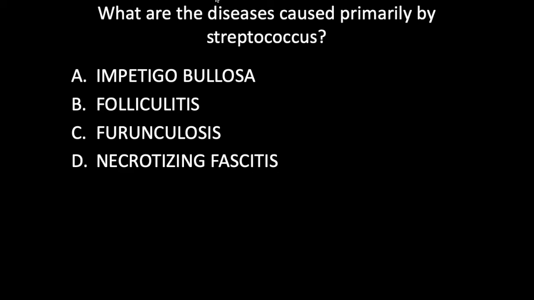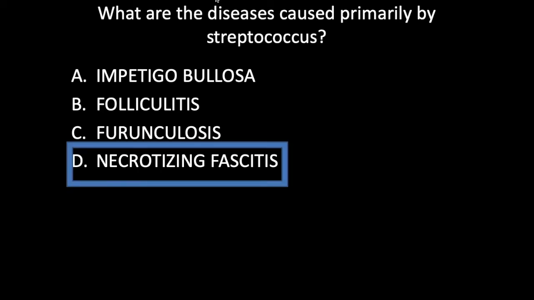Question number 1. What are the diseases caused primarily by Streptococcus? Impetigo bullosa, folliculitis, furunculosis, necrotizing fasciitis. The answer is necrotizing fasciitis, as Impetigo bullosa, folliculitis, and furunculosis are usually caused by your Staphylococcus aureus.